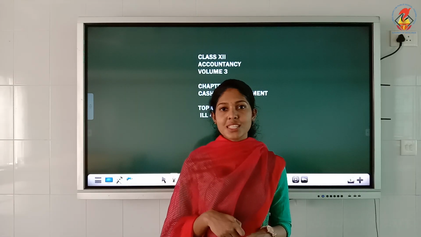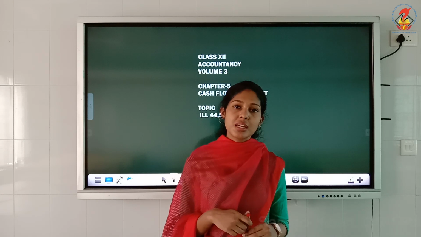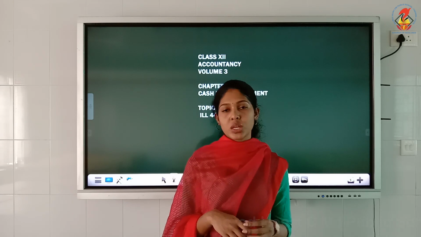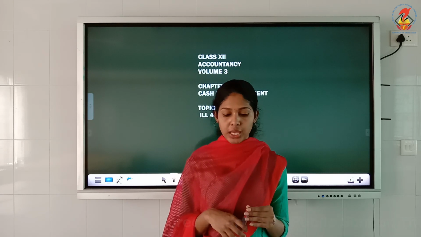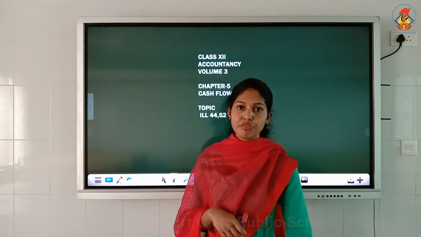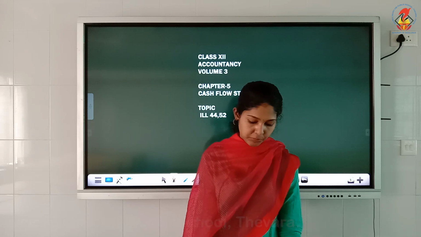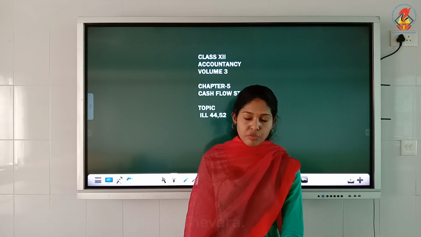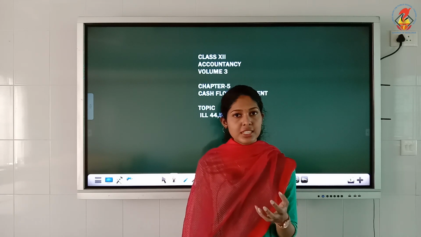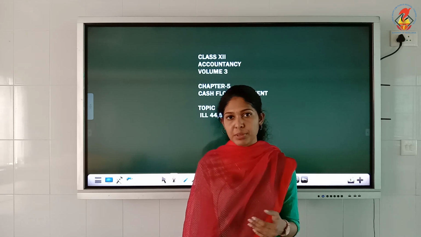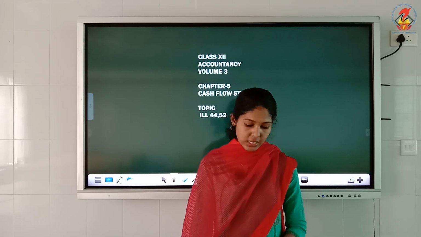We are continuing the chapter cash flow statement. Now we will work out illustration number 44. You give the heading cash flow from financing activities. Financing activities means activities that affect share capital and borrowings.